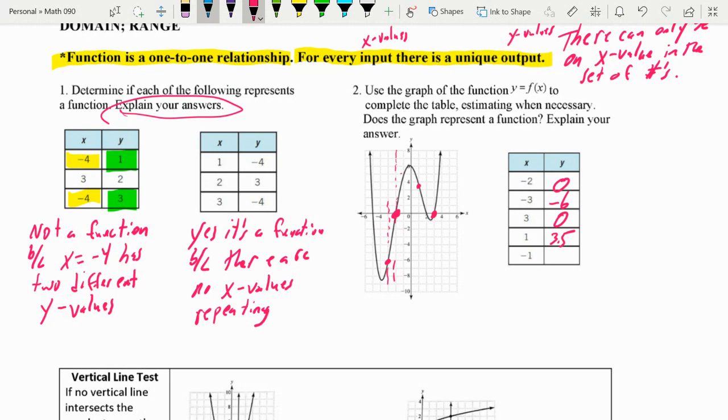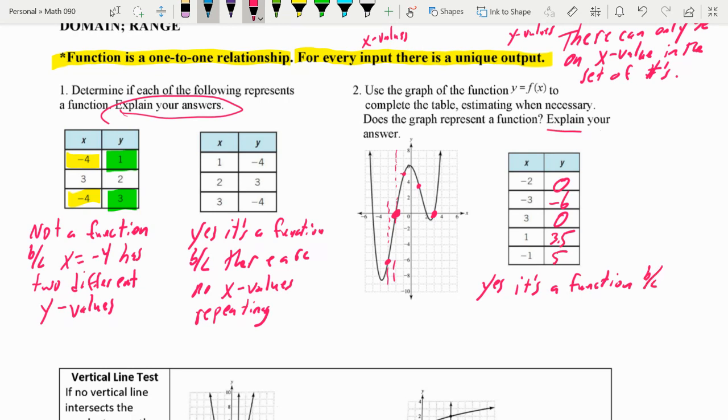And then -1. -1 is way up here. There's -1 right there, and that crosses at 5. Does this graph represent a function? Yes, it's a function.